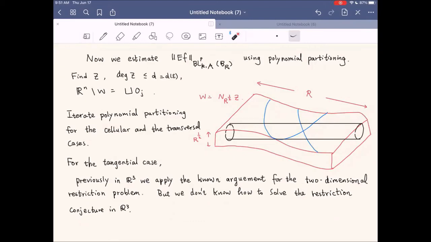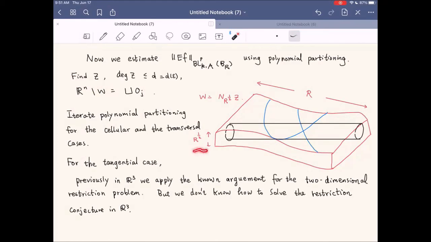So as before, we apply polynomial partitioning in R^n, and then we obtain a wall W, which is like the R^(1/2) neighborhood of an (n-1)-dimensional algebraic variety. In R^3, this (n-1)-dimensional algebraic variety is a two-surface, and we know how to do restriction estimates in R^2. That's why we apply the Cordoba estimate.